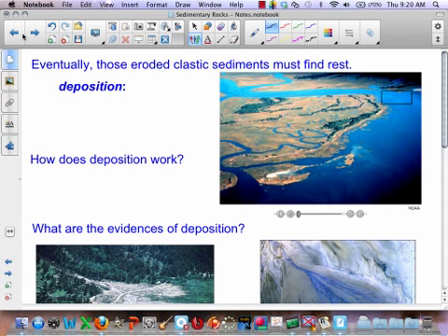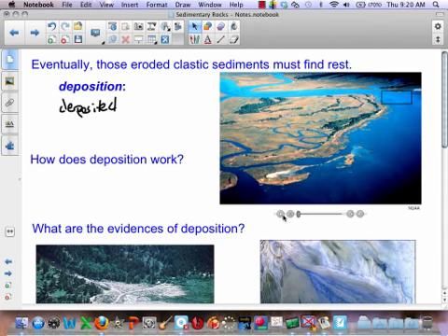After transport, we finally get to this point called deposition. And deposition means to deposit. So all those sediments finally get deposited. So let's watch a quick video on how that actually works.